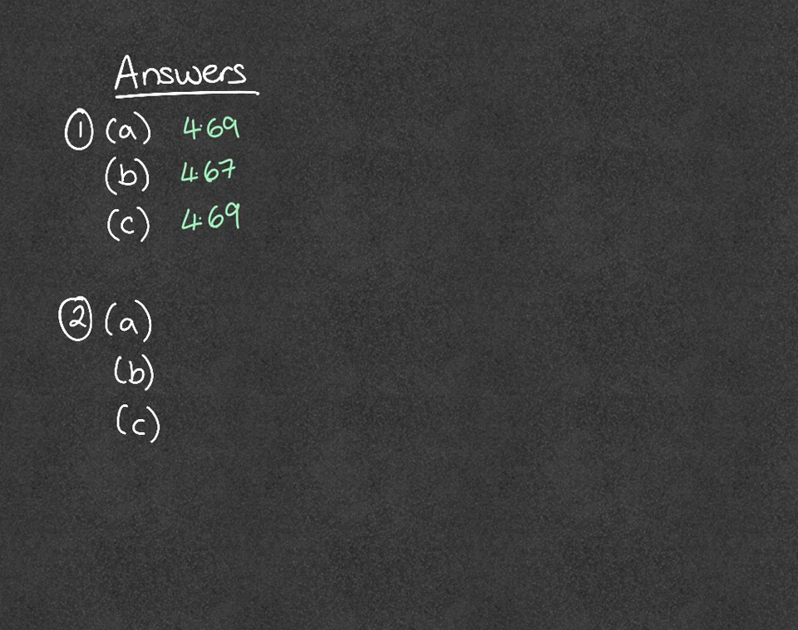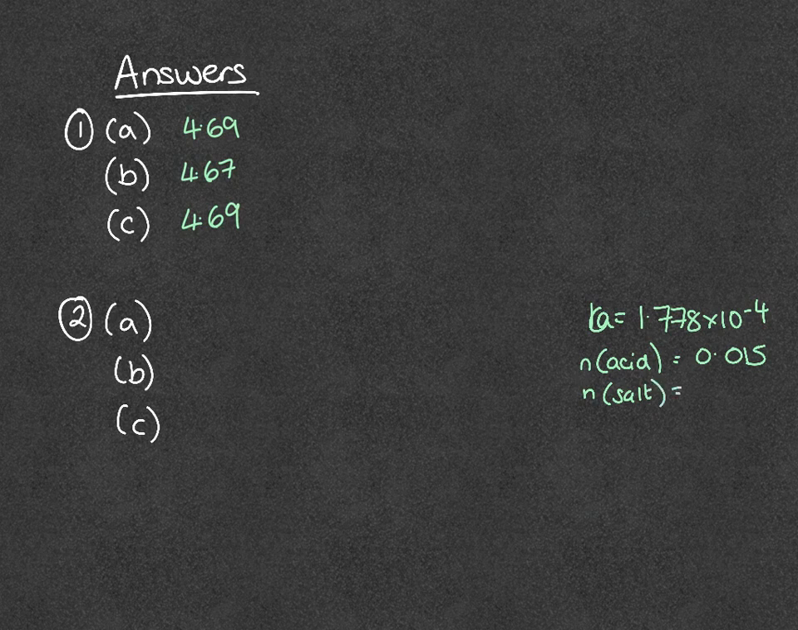So question 2 was the more difficult one. There were some bits that you needed to do at the start. So just to make sure that you got these right, and in case it's a source of any error, you'll end up with a Ka something like 1.778 times 10 to the minus 4. The original moles of acid should be 0.015, and the original moles of salt should be 0.045. So just in case those aren't right for you to start with. So then the answers, 4.23 for the original buffer solution.